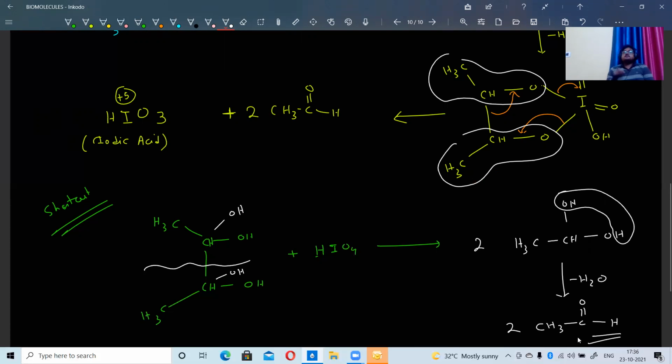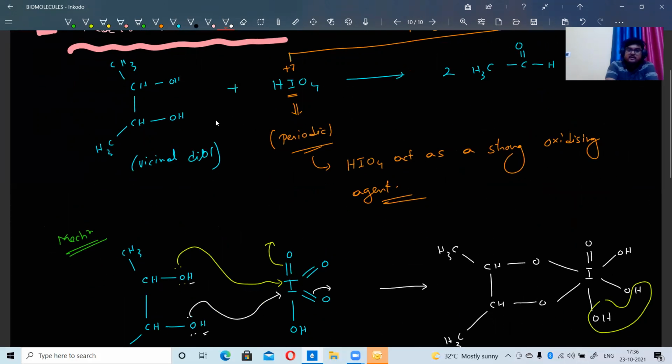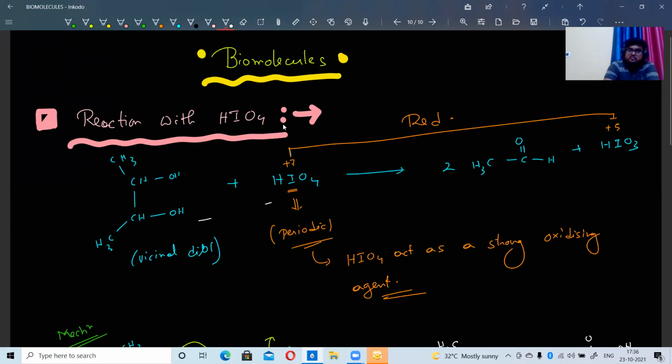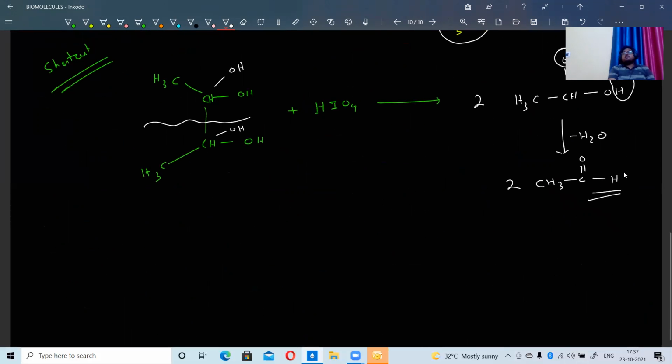Now, why does this reaction take place? In this case, if you check the previous case, the total number of molecules was 2. Here the total number of molecules is 3. So that's why we can say this reaction is an entropy favorable process.